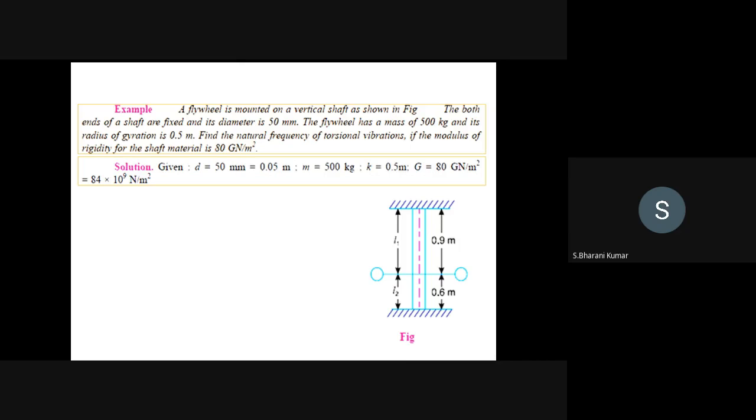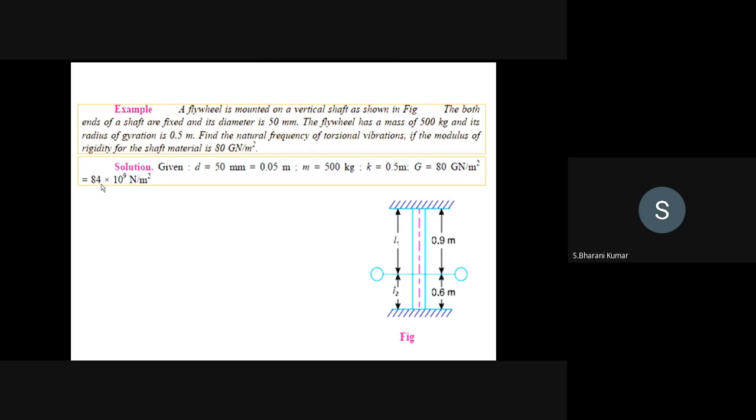These are the data: d equal to 50 mm, mass equal to 500 kg, and k equal to 0.5 meters. G equal to 80 giganewton, okay, that will be converted into 80 into 10 power 9 Newton per meter square.